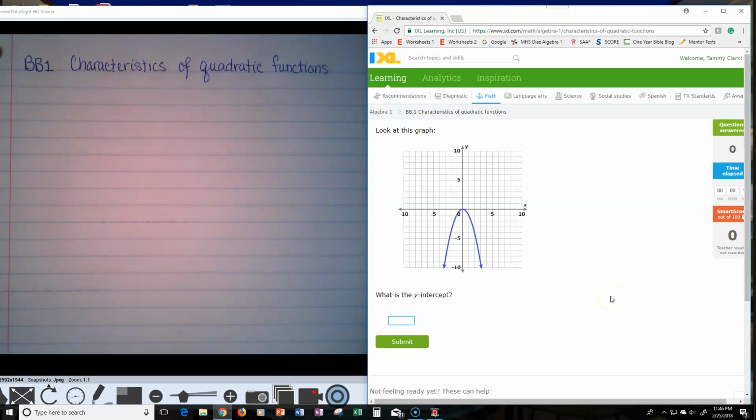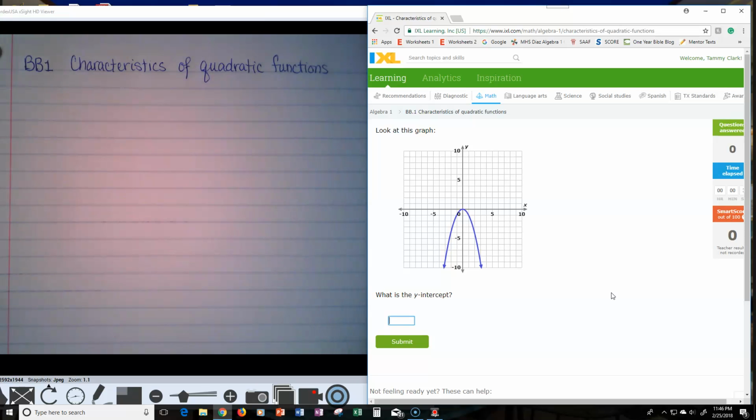Right, we're going to be looking at the BBs. So we've got BB1, which is characteristics of quadratic functions. When we talk about characteristics, we're talking about what makes something look a certain way, or what makes it what it is. So you have characteristics of your parents, which allow us to know that you belong to your parents. So parabolas or quadratics have certain characteristics.